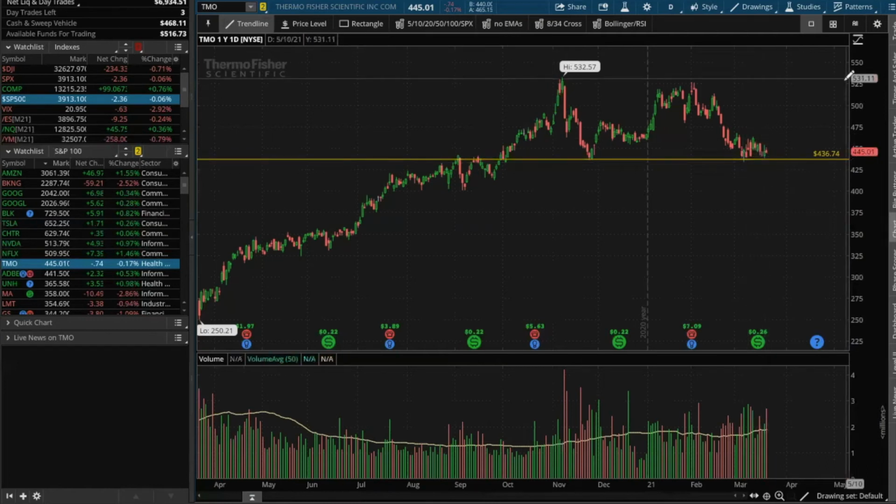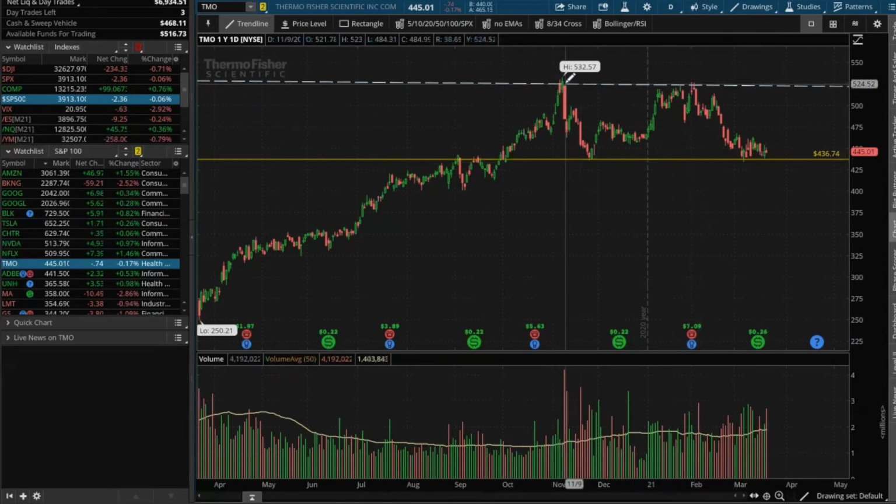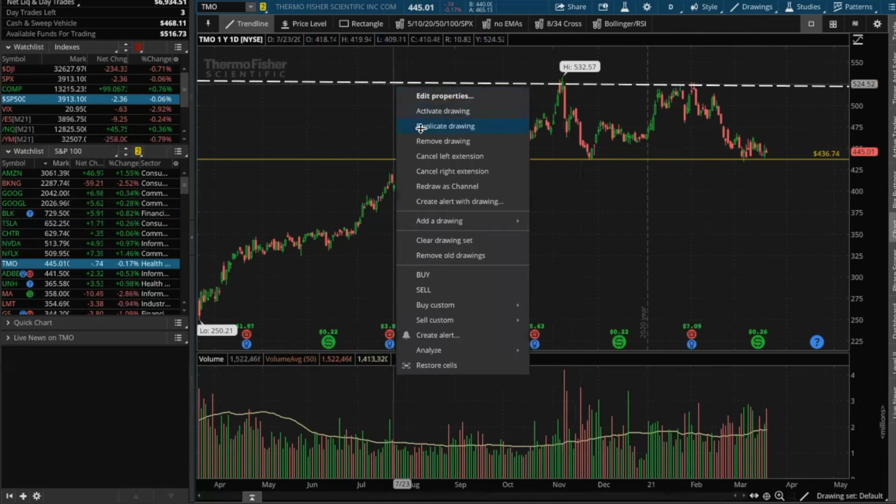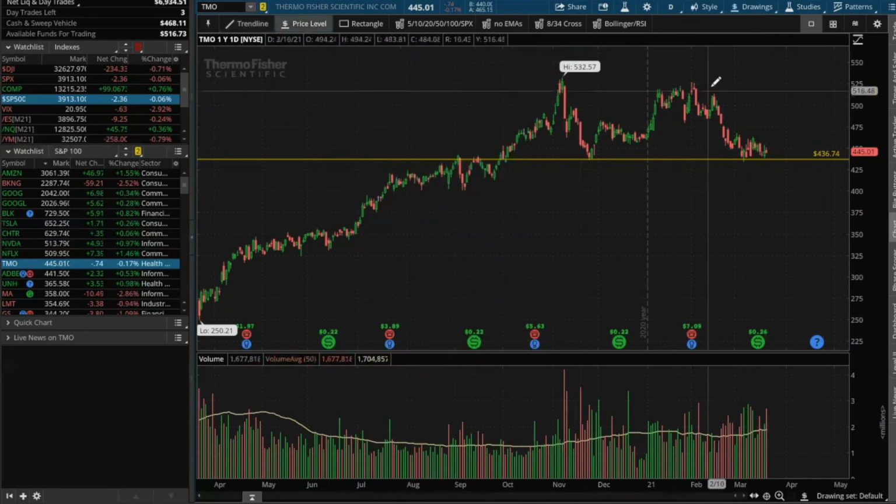And we should be making some new highs. And here's your resistance. Oop, why am I on that line? I meant to do, sorry about that. Move that line. Let's do a horizontal.